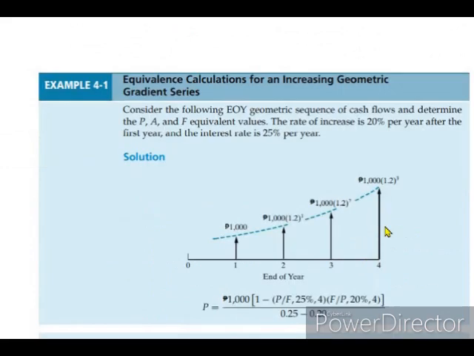So, apply natin yung formula. Example 4-1. Equivalence calculations for an increasing geometric gradient series. Consider the following EOY geometric sequence of cash flows and determine the P, A, and F equivalent values. The rate of increase is 20% per year after the first year. So, tumaas ng 20% after the first year and the interest rate is 25% per year.